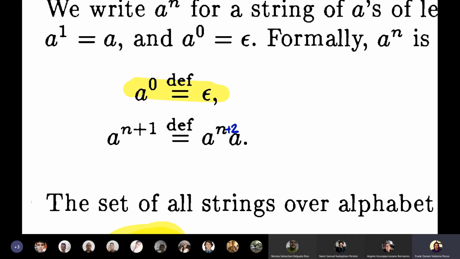What if I define this like this? So what will be the problem? What will be the problem with that definition? Anyone? Wouldn't it be the A, the N followed by 2 A's?